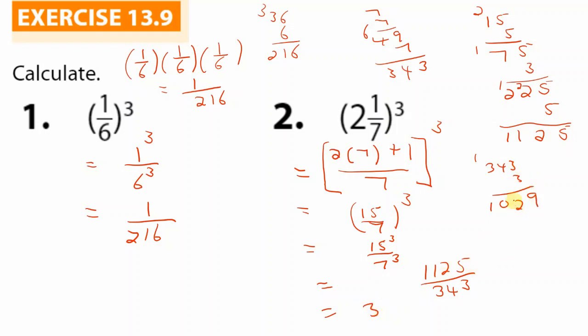What's the difference between 1029 and 1125? Well, if we added the 100 to 1029, we will get 1129, but that would be 4 more than what we require. So 100 minus 4 is 96, so it seems it's 3 and 96 over 343.